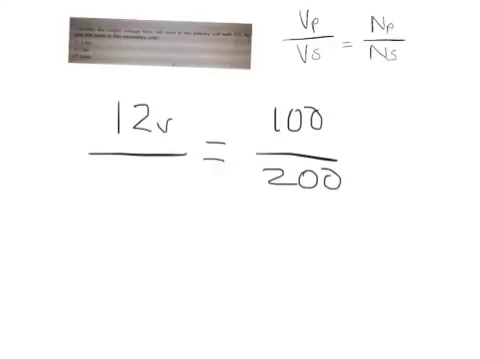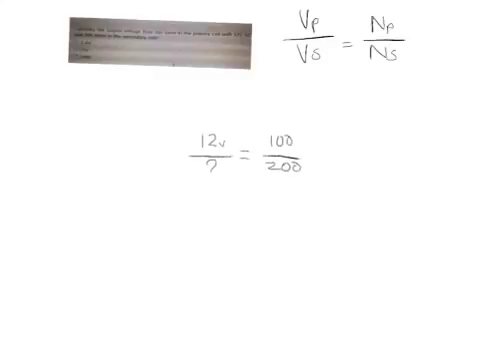If you have a look, you can see that just here, and you can also see it just here as well. There's 100 turns in the primary, 200 turns in the secondary, and there's the voltage, and it does state that the voltage here is in the primary coil. So we are trying to find the voltage in the secondary coil. Let's put that formula to one side for starters.